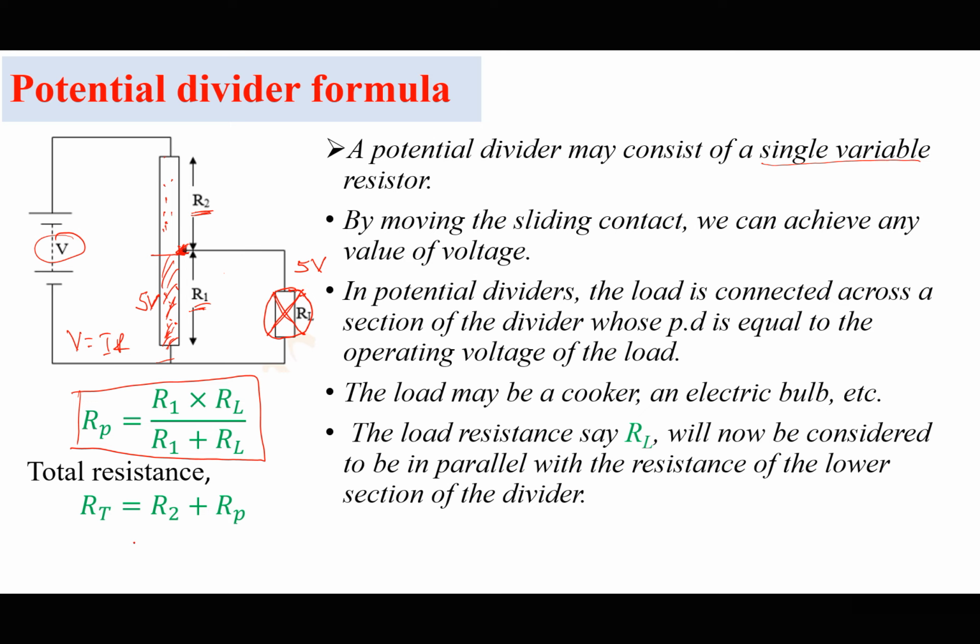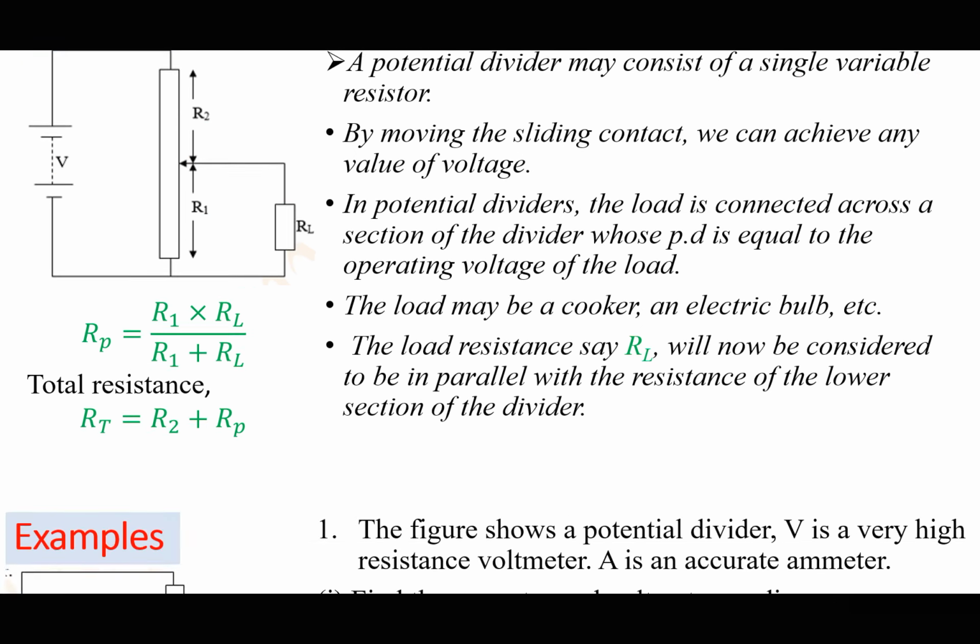So total resistance is going to be equal to R2 plus R1 RL over R1 plus RL. Note that I said when we have two resistors in parallel, we can find their effective resistance by simply looking at the product over the sum. Let's use this in an example. Maybe it will become easier to understand.